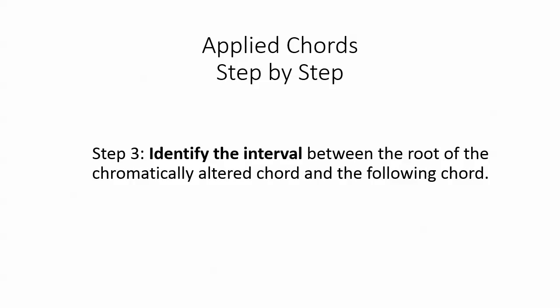Once we have figured out what the root of the two chords are, we need to identify the interval between the root of the chromatically altered chord and the chord that follows it. If there is a 5th after a major chord or a semitone after a diminished chord, there is a dominant-tonic relationship.